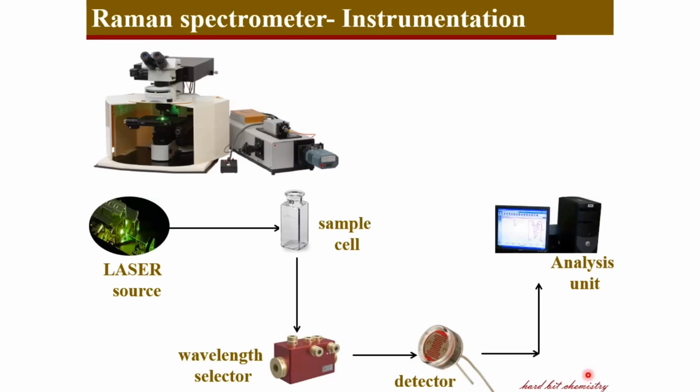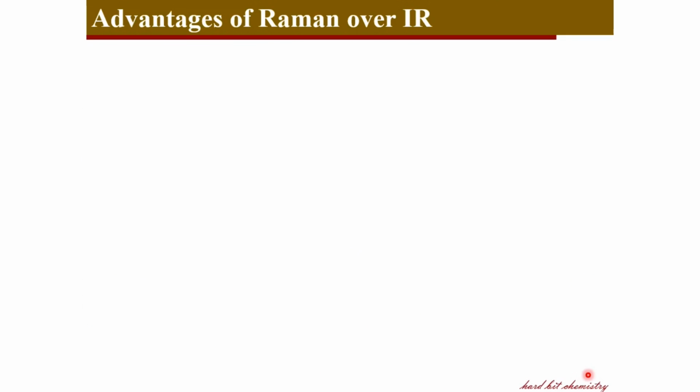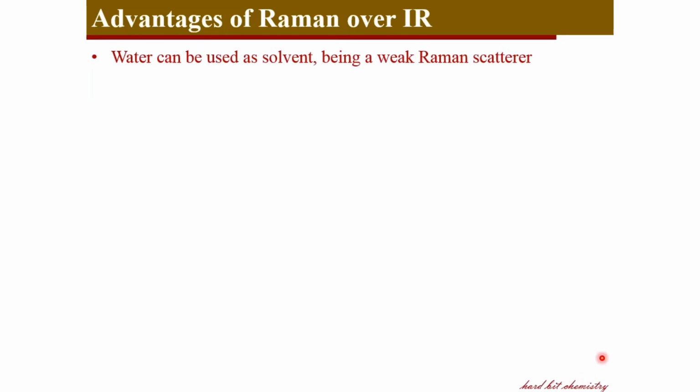We have seen that Raman and IR are two complementary techniques, and Raman spectroscopy has got certain advantages over IR, that Raman scattering is very weak in case of water, whereas IR absorption is very strong. So water cannot be used as a solvent for IR spectroscopy, whereas for Raman spectroscopy, water can be used as a solvent. And as water can be used as a solvent, we can use the method for biological samples.